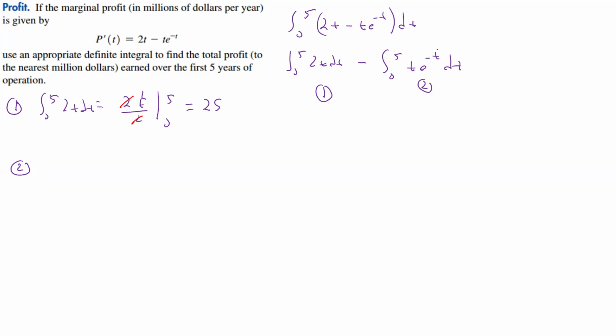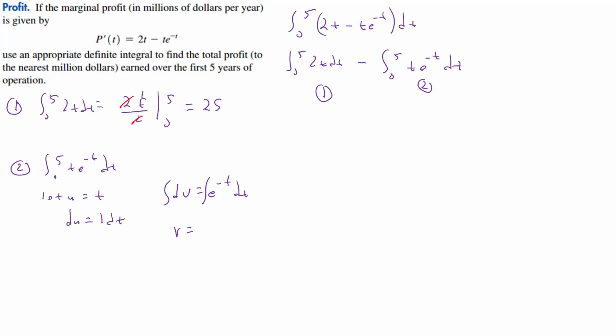All right, so looking at that one, if we have the integral from 0 to 5 of t e to the minus t dt, this is one where I say, well, let u equal t, du equal the derivative of that, dt. And so dv then is equal to what's left over, e to the minus t dt. And I'm going to integrate both sides. So v is equal to what?